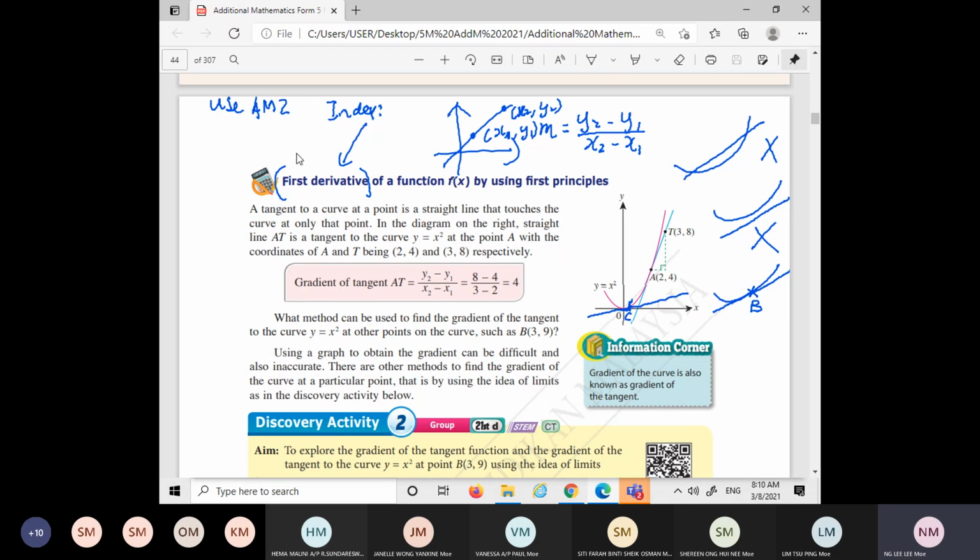So today our index will be this whole thing: the first derivative of functions by using first principle, or you can just write first principle also can. This is the index for today.